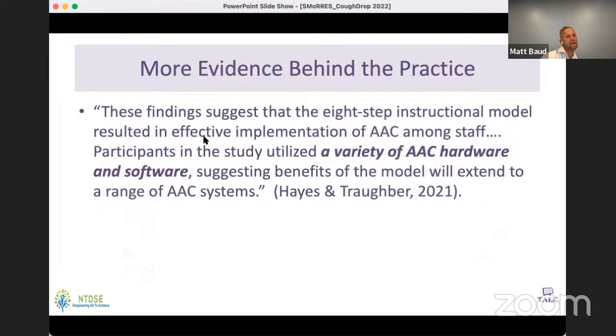So another study I looked at talked about how the findings suggest that the 8-step instructional model resulted in effective implementation of AAC amongst staff, right? The participants in the study utilized a variety of AAC hardware and software, suggesting the benefits of the model will extend to a range of AAC systems, right? It's not about bringing an activity-based board that's specific to that classroom or that activity. It's about using the system in there and using different devices, and they were able to implement them effectively.